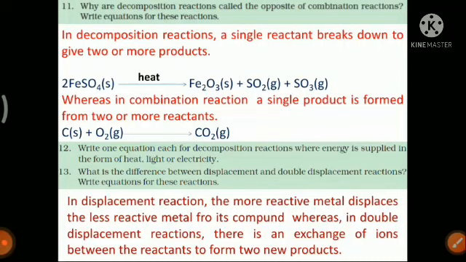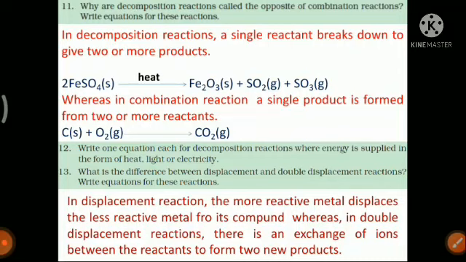Write one equation each for decomposition reaction where energy is supplied in the form of heat, light or electricity. We have already discussed question number 11. The answer of question number 12 is simply that you have to write the examples, and that is already given in the book. For electricity you can write electrolysis of water. For light you can write decomposition of silver chloride. For heat you can write any of the reactions including decomposition of ferrous sulfate, decomposition of calcium carbonate, decomposition of lead nitrate. Any one of these three equations you can write for energy supplied as heat.